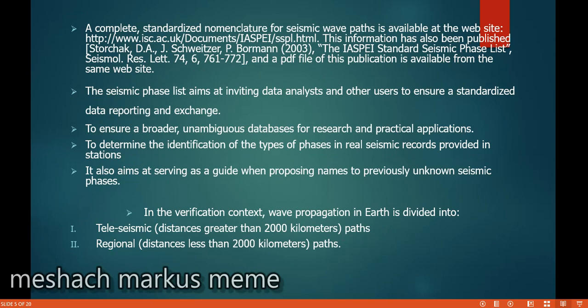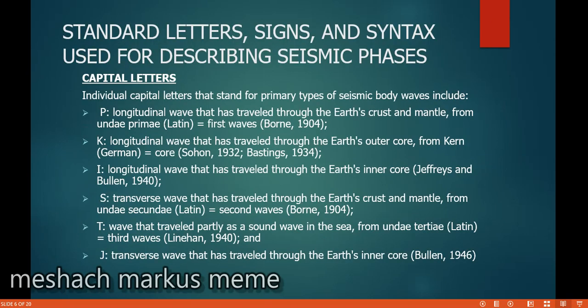But in this context as a whole, we are going to look at it in two forms. That is, wave propagation is divided into teleseismic, that is a distance greater than 2000 kilometers apart, or a distance greater than 10 degrees from the source of the earthquake, or regional, a regional less than 2000 kilometers apart. That means it is between 1 degree to 10 degrees from the place of occurrence, that is the event center.